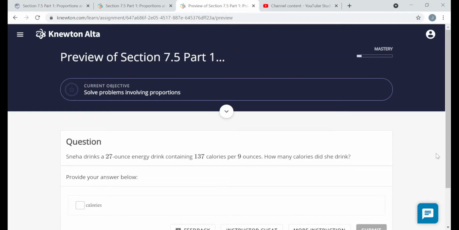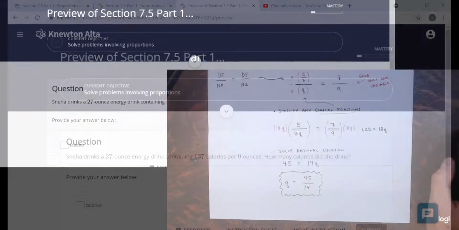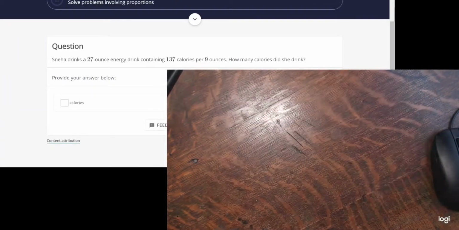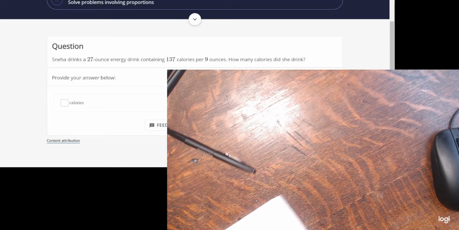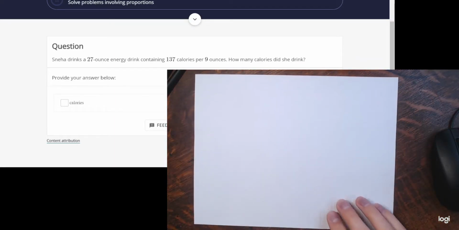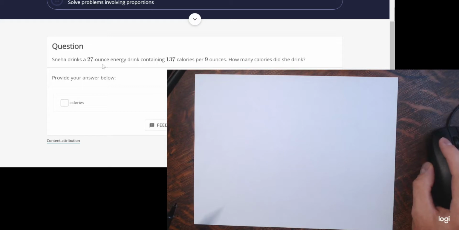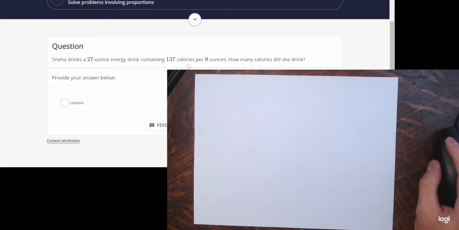I'll keep the work up here, and you can see my paper. Once I'm done writing out the stuff, I'll make the paper bigger. So read through this. It says Sneha, or Sneha, I don't know how to pronounce that, I apologize, drinks a 27-ounce energy drink. Notice ounces is a unit here. Containing 137 calories. So calories is another unit.